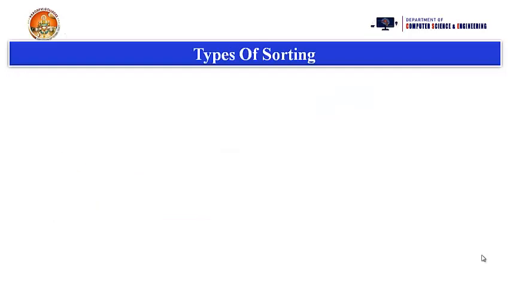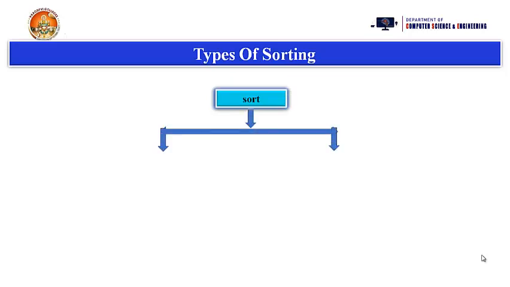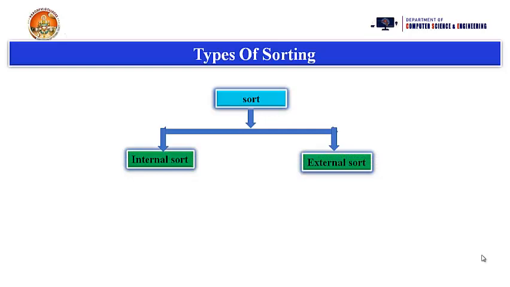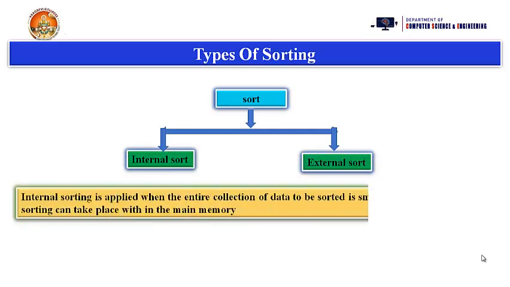So what are the types of sorting? We have two types of sorting techniques here: internal sort and external sort. So what is internal sorting? Internal sorting is applied when the entire collection of data to be sorted is small enough that the sorting can take place within the memory. Meaning, if you want to sort the elements using the internal sort technique, the main memory is sufficient to sort those elements. So that is the internal sorting technique.